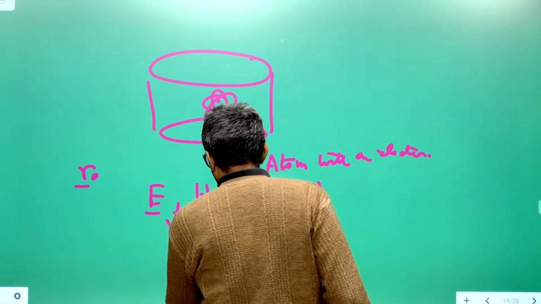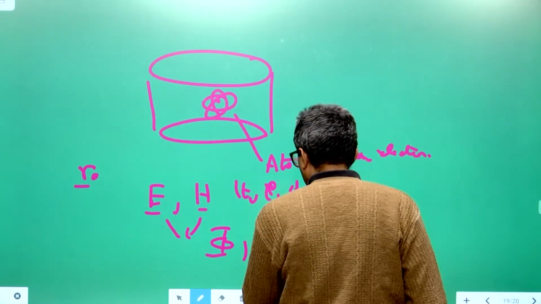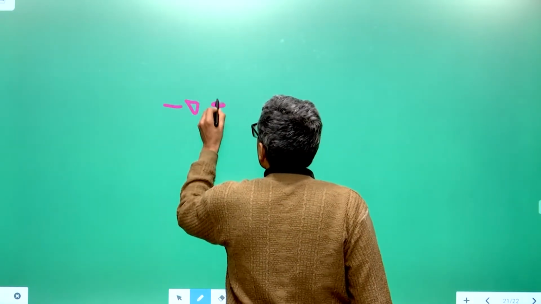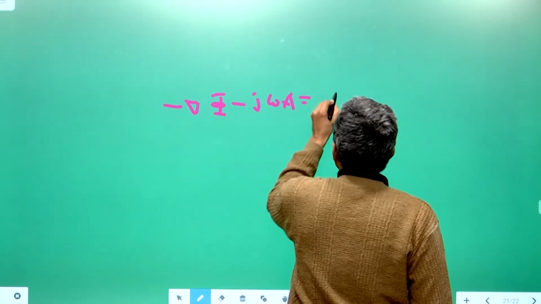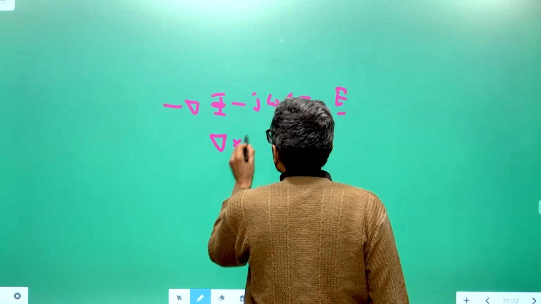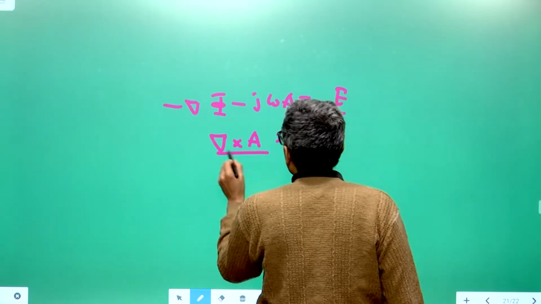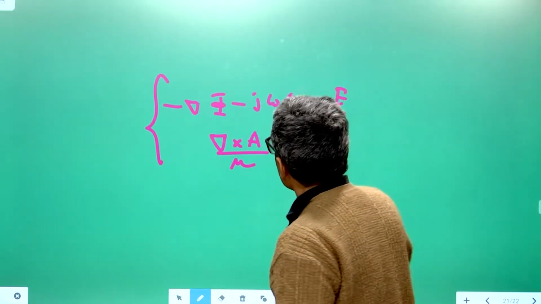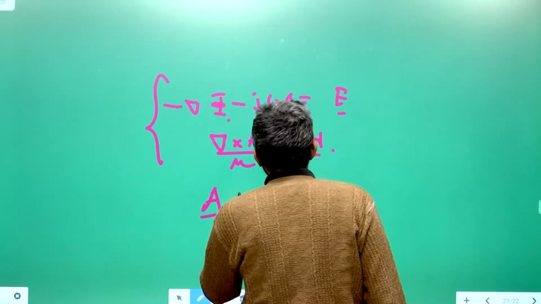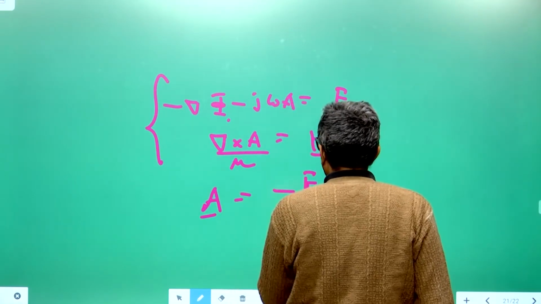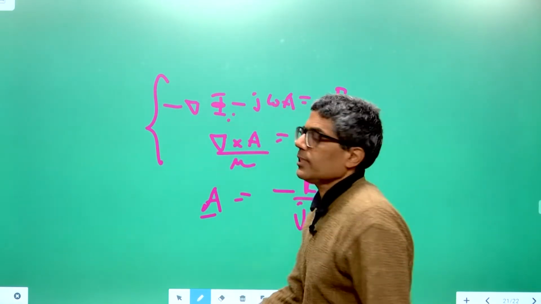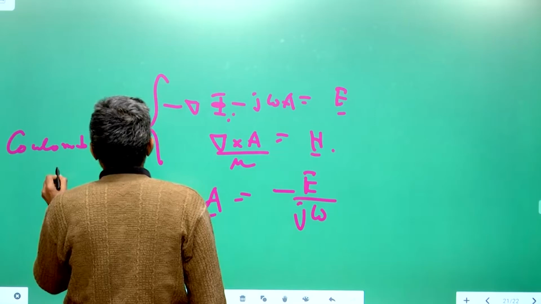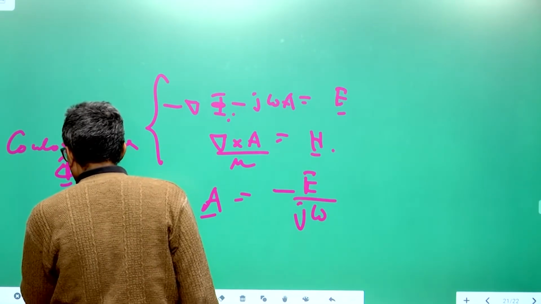So from E and H, first you derive an expression for the scalar potential phi and the vector potential A, that is the first step. So how do you derive it? You have to say minus del phi at a given frequency minus j omega A equals E, and similarly del cross A by mu equals H. You solve these two equations. One way to solve this is, since there are no charges inside, you can assume phi as 0, and you can simply say A equals minus E by j omega. You can adopt a proper gauge, called the Coulomb gauge, in which phi is 0 and divergence of A is 0.